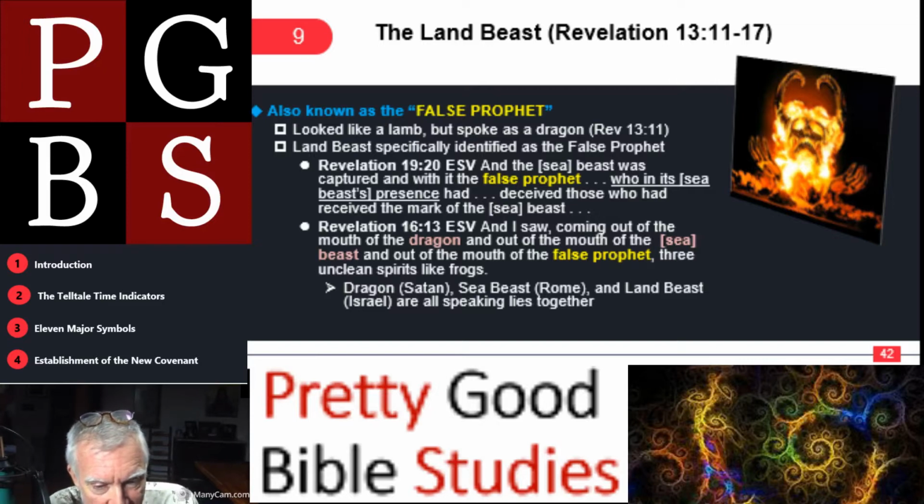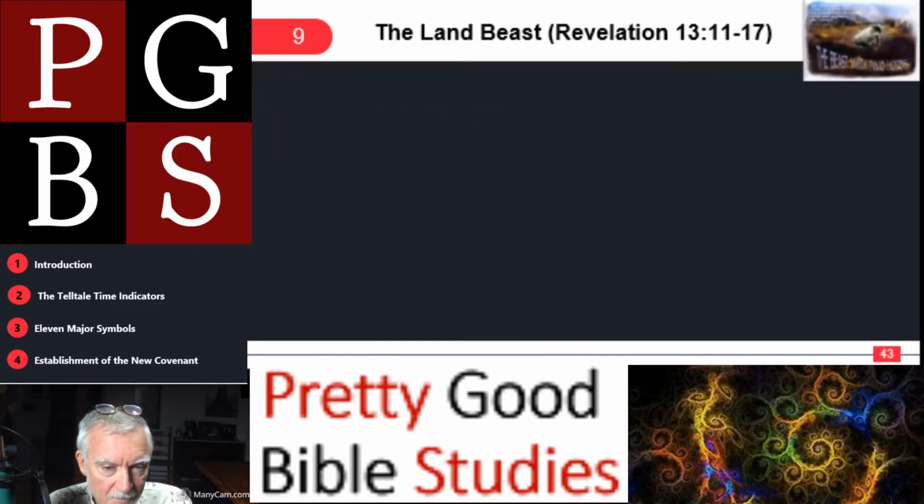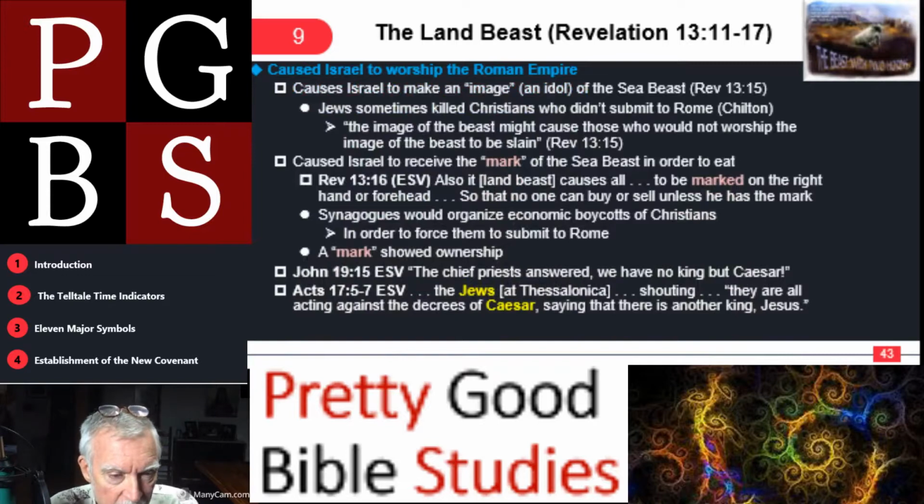So the dragon is Satan. Out of the mouth of the dragon is Satan, and then out of the mouth of the sea beast, that's the Roman Empire, then out of the mouth of the false prophet, that's the land beast. The devil, Rome, and Israel. Key theme in Revelation. Don't forget that one. Now let's move along. Still talking about the land beast.